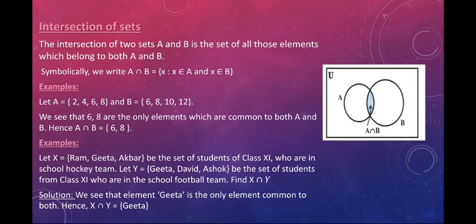Now next example, X is {Ram, Geeta, Akbar}. Y is {Geeta, David, Ashok}. What will be X intersection Y? So between X and Y, which element is common? Geeta. Right, Geeta is common in both sets. That's why X intersection Y will be the collection of one element, Geeta.